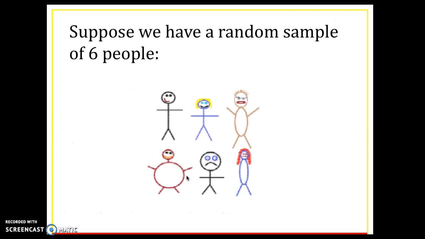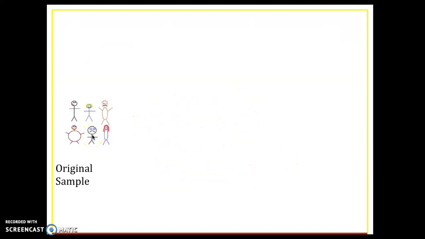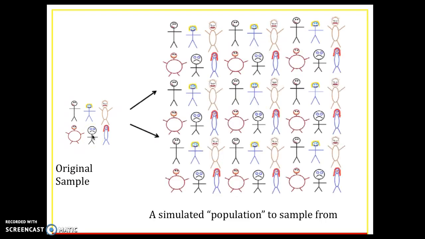All right, so let's take this as a little visual example. Let's say we have a random sample of 6 people that we visualize right here. The 6 different people in the sample. There's our original sample. And we're going to do a simulated population to sample from. So we're going to use this one sample of 6 to create a bigger population.